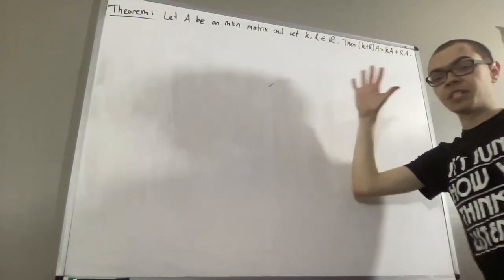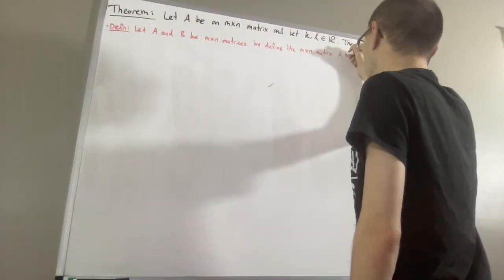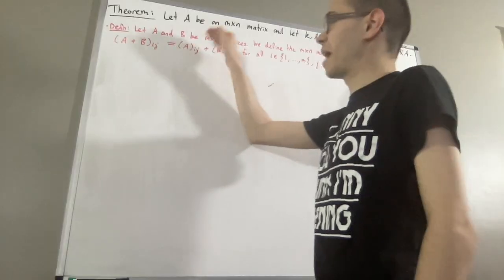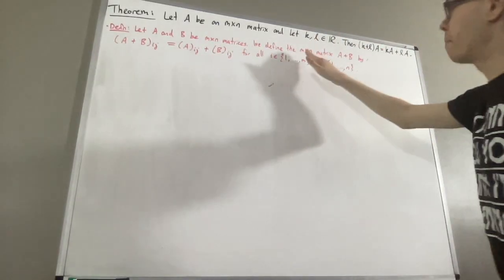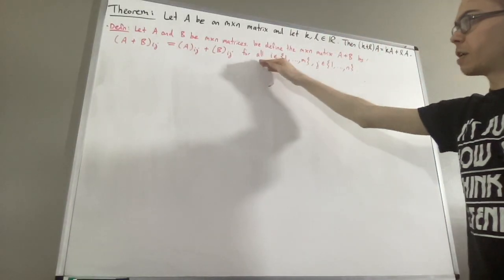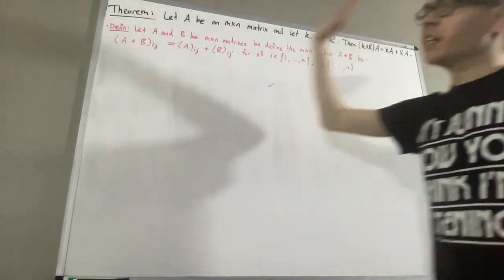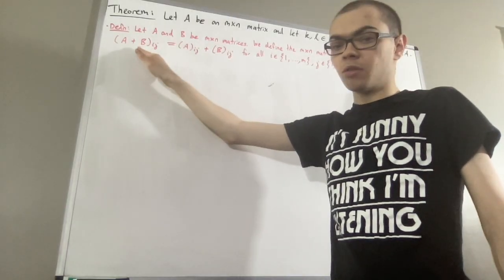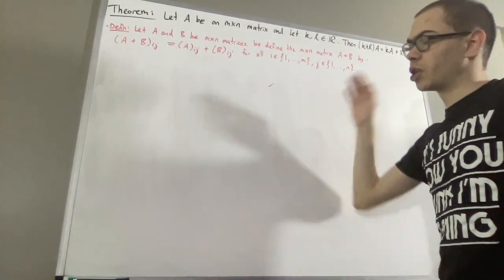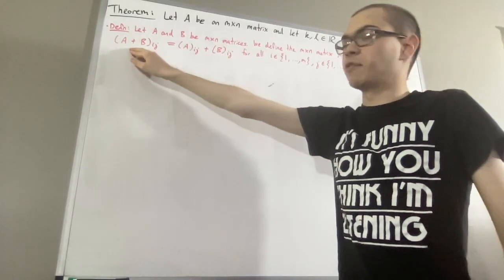Our definition of matrix addition is as follows. Let A and B be m by n matrices. We define the m by n matrix A plus B as follows. For each pair of integers i between 1 and m and j between 1 and n, the ij entry of A plus B will be equal to the ij entry of A plus the ij entry of B. So essentially we just add the corresponding entries of matrix A and matrix B together. That gives us matrix A plus B.